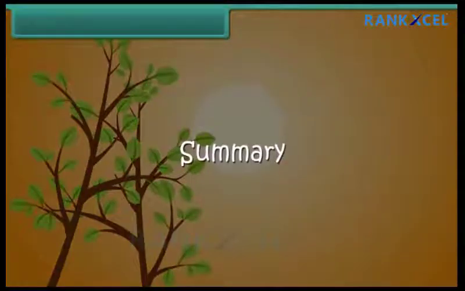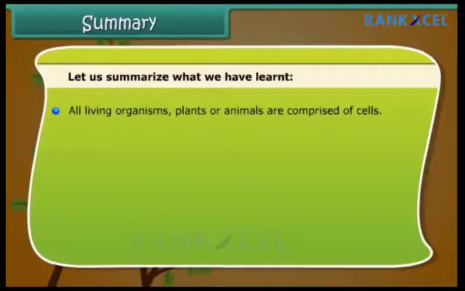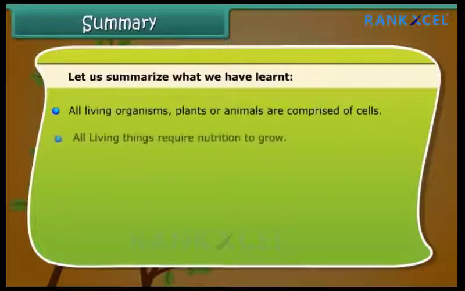Summary. Let us summarize what we have learned. All living organisms, plants or animals, are comprised of cells. All living things require nutrition to grow.